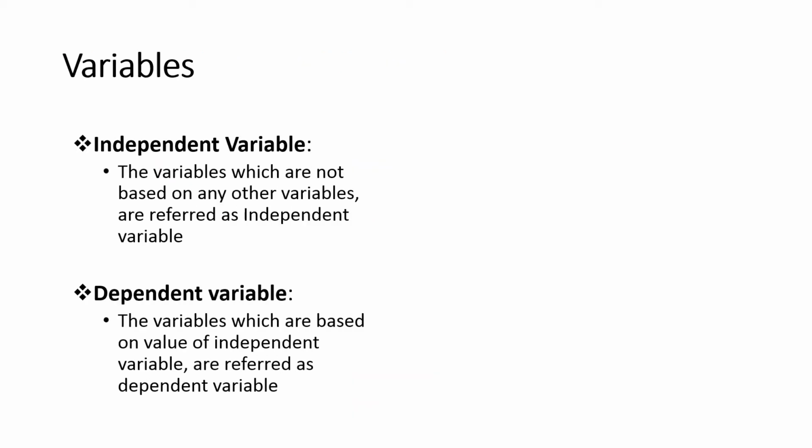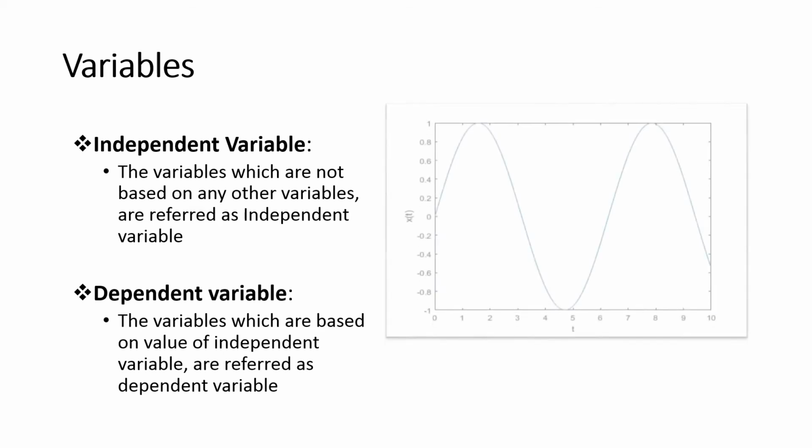Next, variables. We can define two types of variables here: independent variable and dependent variable. The variables which are not based on any other variable or any other quantity are called independent variables. A variable which is based on an independent variable is called a dependent variable.